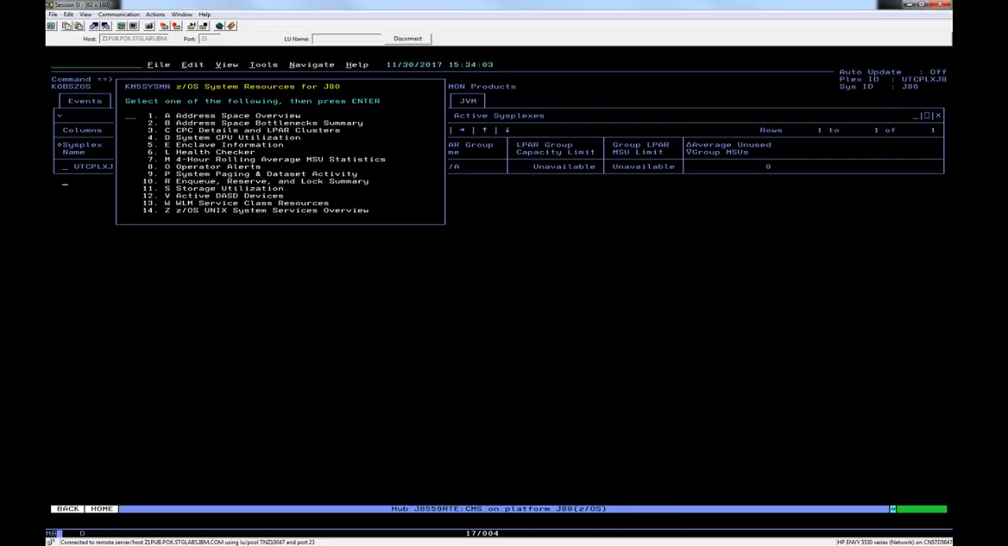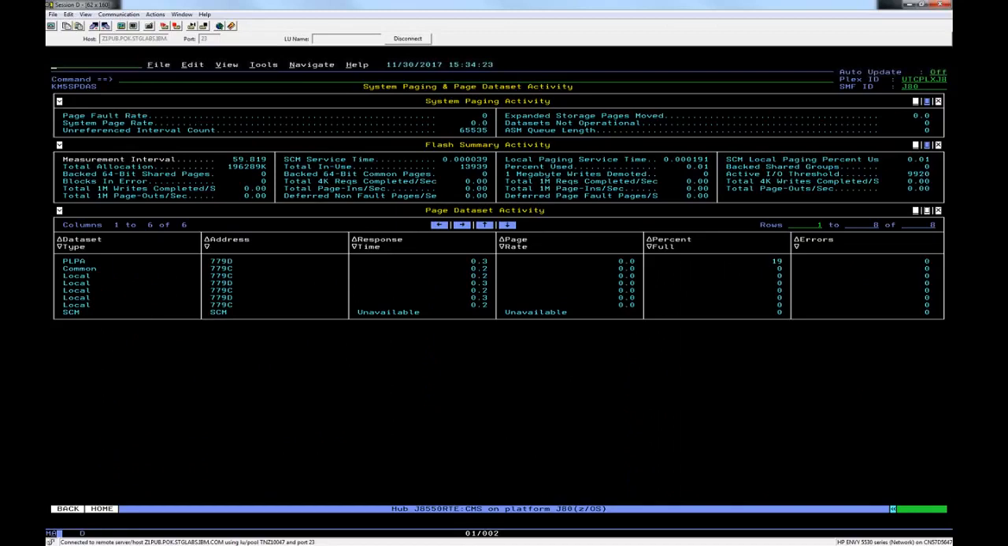System and paging dataset activity. This gives us an opportunity to look at one of the new features that was introduced in version 550, and also one that was introduced relatively recently. System and page dataset activity. We have the regular system paging activity here, your auxiliary paging datasets, the DASD paging. We also provide metrics for Flash Express, the storage class memory.